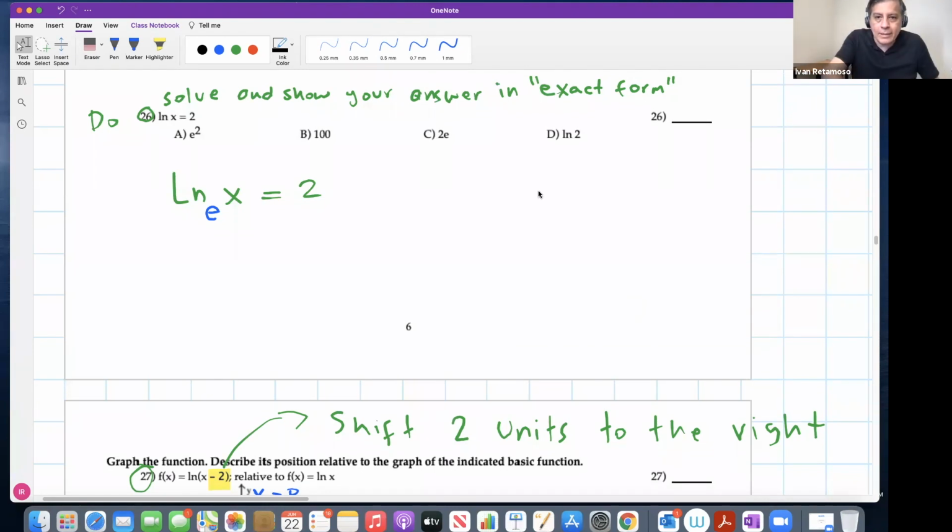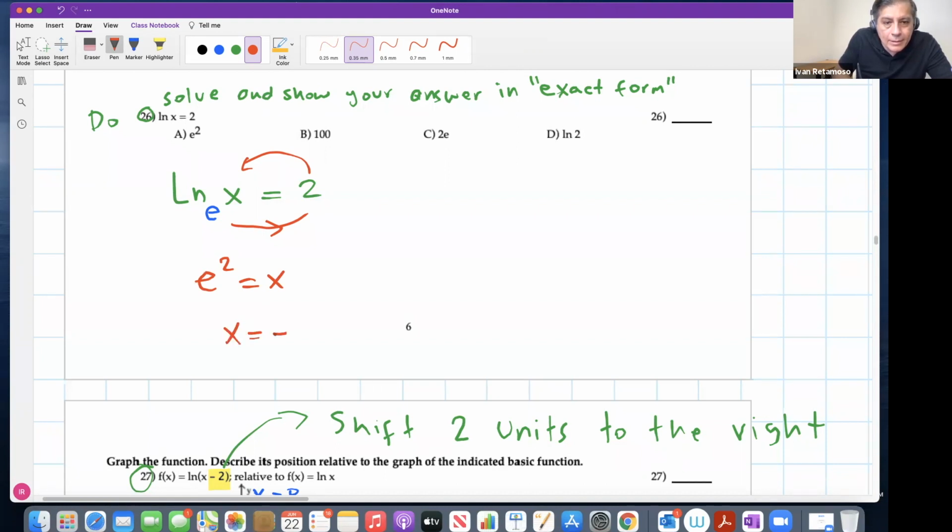Excellent, guys. Whenever you see just a log on one side of the equation and on the other side a number, a very good hint is to use this mnemonic device called "snail it." Log base e of x equal 2, or natural log of x equal 2, means that e raised to 2 must be equal to the argument x. So x equals e to the second power.